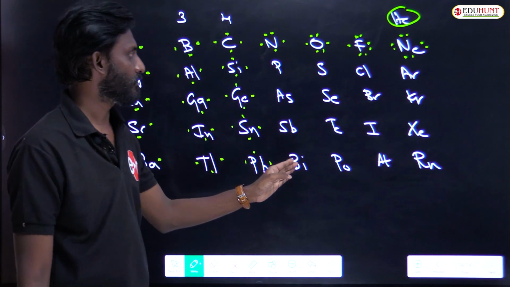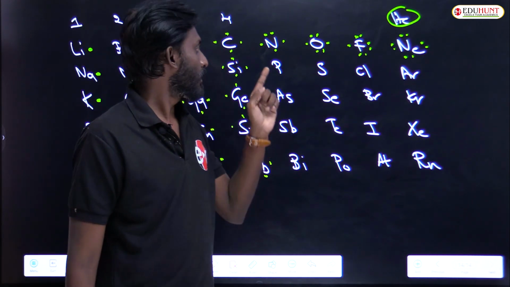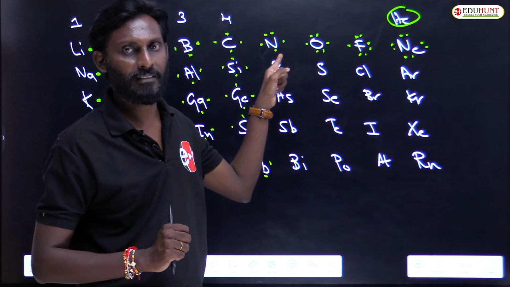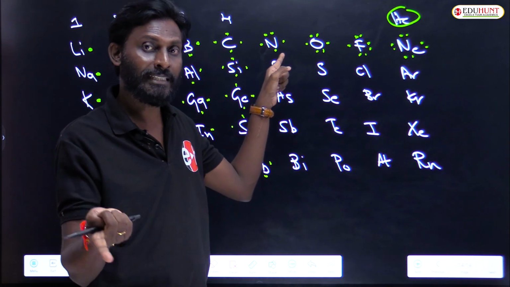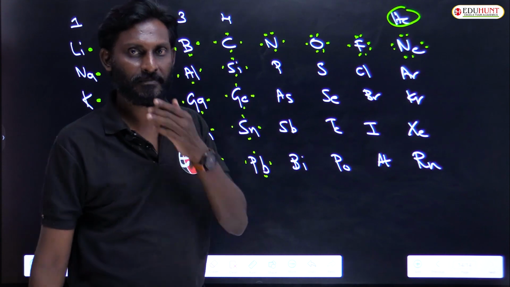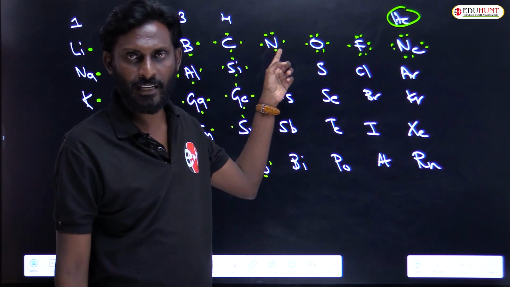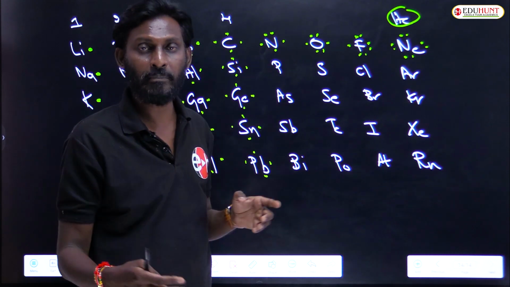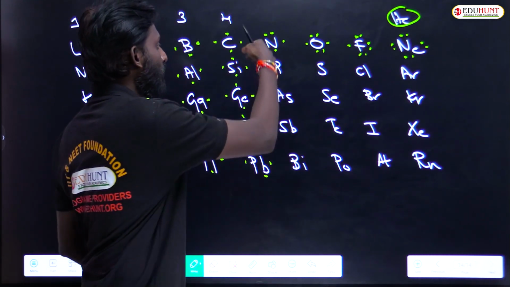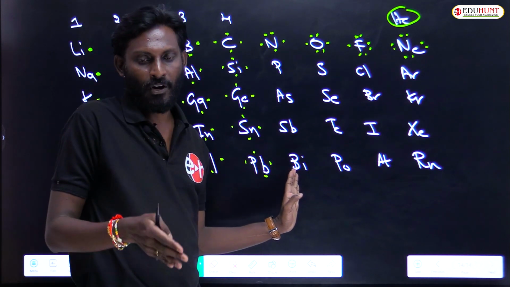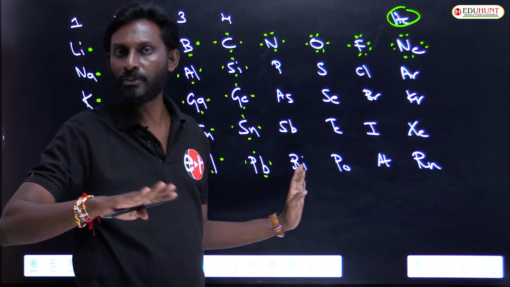But after that, nitrogen, in the valency shell of nitrogen, how many electrons are there? 5. But to get octet, nitrogen has to gain 3 electrons, because already 5 electrons are there. To complete the octet, nitrogen has to gain 3 electrons. That means valency is 3, but total valence electrons are 5. That means from this family, the number of valence electrons and valency is not the same.